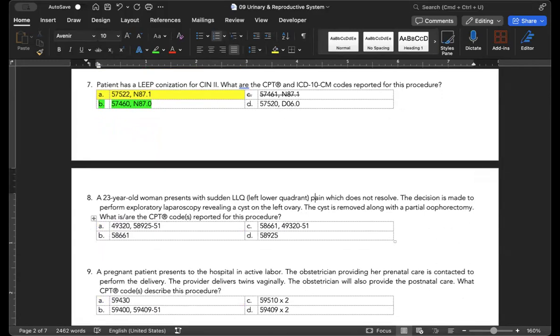Number 8, a 23-year-old woman presents with sudden lower left quadrant pain, which does not resolve. The decision is made to perform an exploratory laparoscopy, revealing a cyst on the left ovary. The cyst is then removed along with a partial oophorectomy. So what are going to be our codes? So we have 2 that have 58661, and then 2 that have 49320. Let's look at the 49320 first, because that is going to be in a different section.